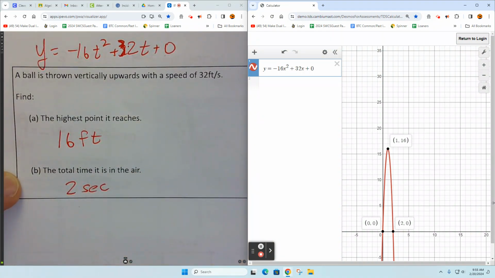2 seconds. And I could ask all kinds of questions. How long is it traveling up for? 1 second. How long is it traveling down? 1 second. How fast is it traveling at 1 second? Well, if you have to multiply, don't you have to multiply gravity? Good, Jasper. It's 0. At 1 second, it's traveling 0 miles per hour or 0 feet per second.